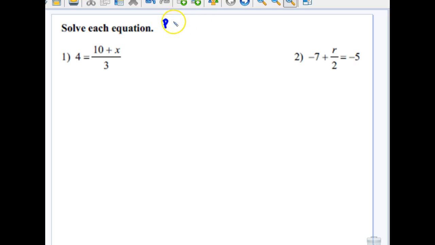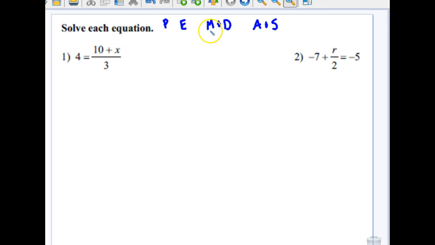P means parentheses, right? E means exponents. And then we're going to do multiply and divide. And then add or subtract. Okay? Multiply or divide, add or subtract. And we do it in that order. When we solve problems from left to right. So we always follow PEMDAS from left to right.